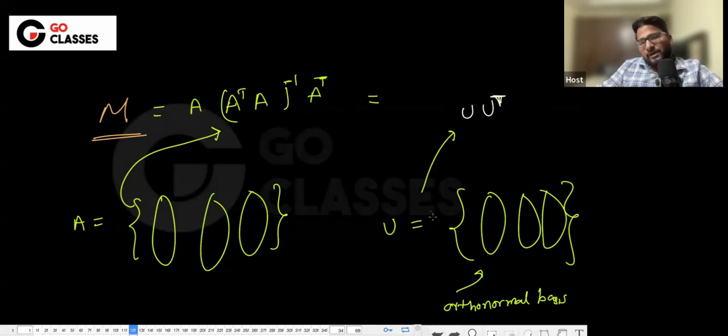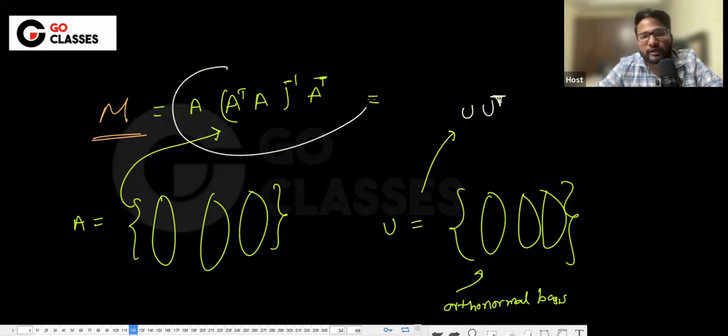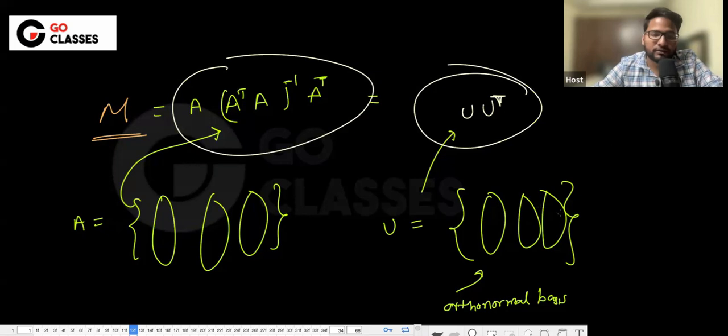Now, ultimately, can you guess one thing? Ultimately, these two quantities will be the same. Interestingly, these two quantities will be the same, isn't it? Because the projection does not depend on the basis we are choosing. So this quantity and this quantity will be the same. Is this fine to everyone?